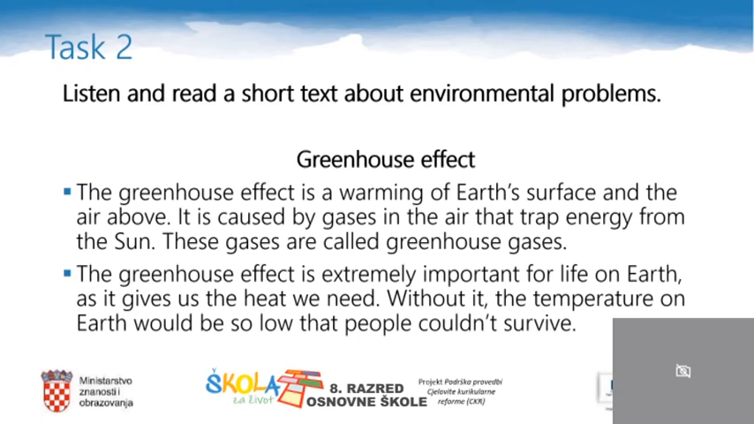Greenhouse effect. The greenhouse effect is a warming of Earth's surface and the air above. It is caused by gases in the air that trap energy from the sun. These gases are called greenhouse gases. The greenhouse effect is extremely important for life on Earth, as it gives us the heat we need. Without it, the temperature on Earth would be so low that people couldn't survive.